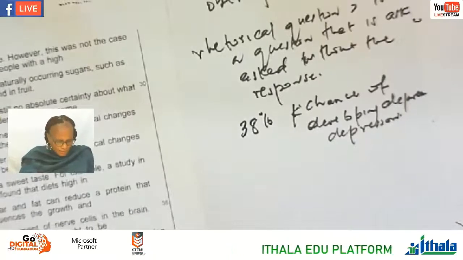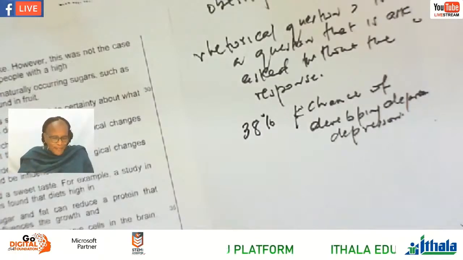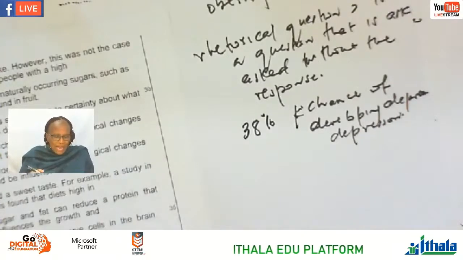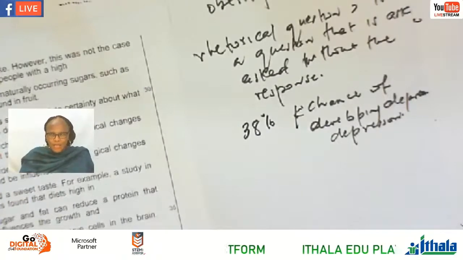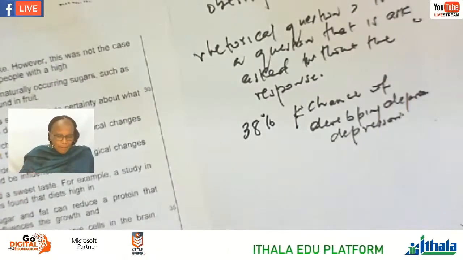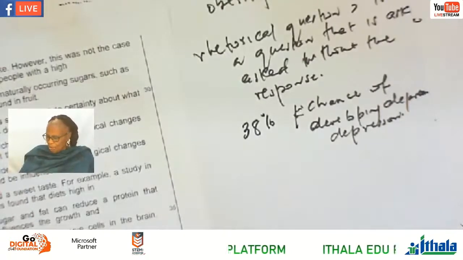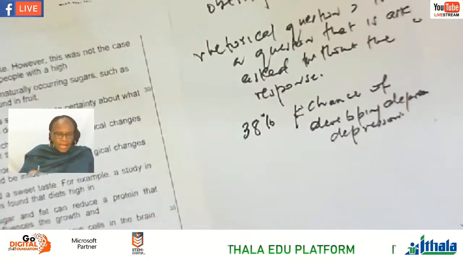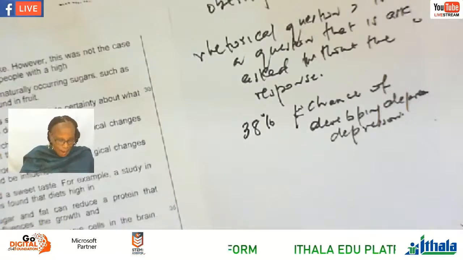But then they compared again. There is that conjunctive word: however, this was not the case for those with a high intake of naturally occurring sugars such as those found in fruits. So in this research with the 70,000 women who were consuming high sugar intake, it was found that their rate of depression is not the same as those who took naturally occurring sugars.